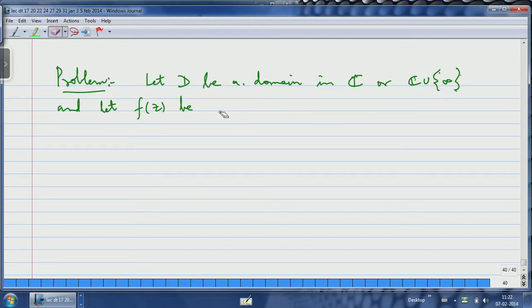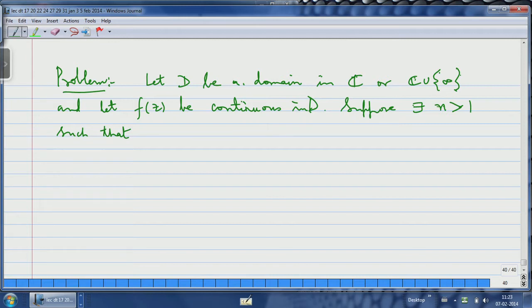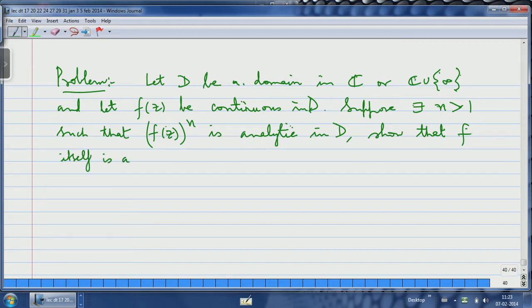Let f of z be continuous in D. Suppose there exists an n greater than 1 such that, of course, when I say n greater than 1, it is an integer n greater than 1, n is not a real number. Suppose there is an integer n greater than 1 such that f of z to the power of n is analytic in D, show that f itself is analytic in D. Okay, so this is a problem which I want you to try.